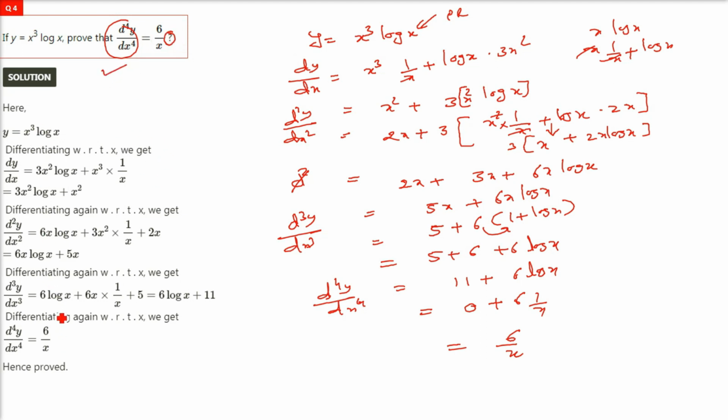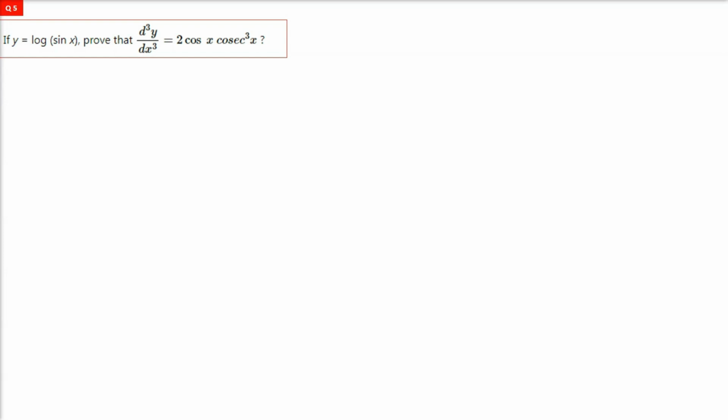You have to write it like this, which I am showing you right now. Next one is, if y is equal to log sin x, prove that d3y by dx3 is equal to 2 cos x cosec cube x. Oh, it is cosec cube x. So this differentiation of all the trigonometric and inverse trigonometric, log, e to the power x, you should know all of this, then only you will be able to solve these kind of questions.